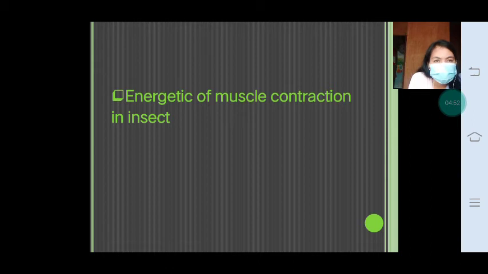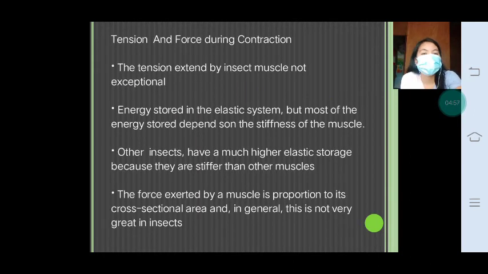Next is the energetics of muscle contraction in insects: tension and force during contraction. The tension exerted by insect muscle is not exceptional. Energy is stored in the elastic system, but how much energy is stored depends on the stiffness of the muscles. Other insects have much higher elastic storage because they are stiffer than other muscles.